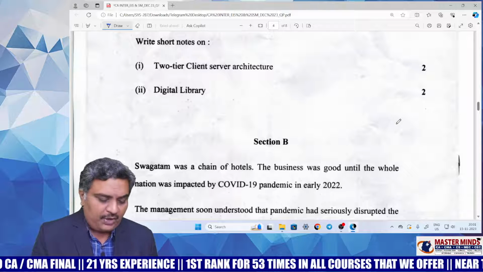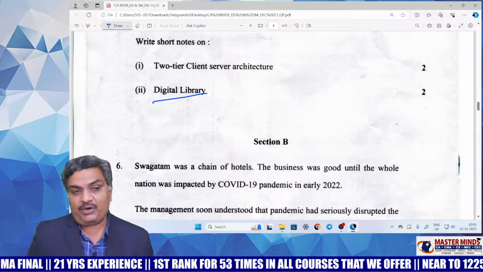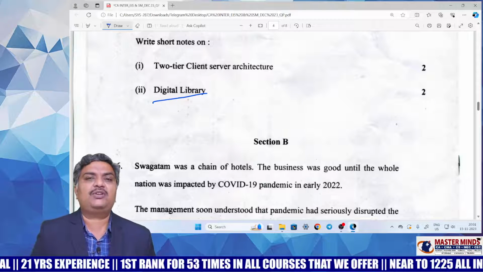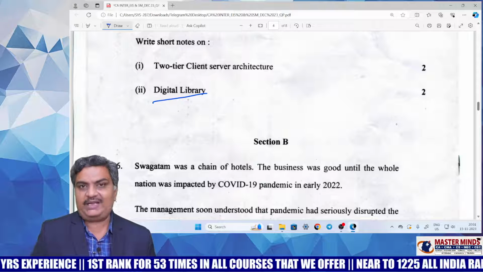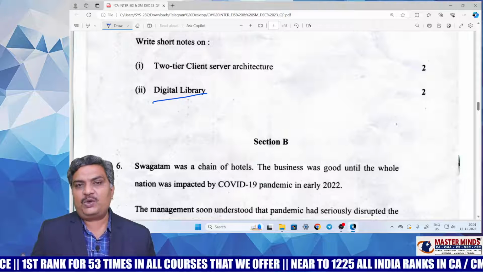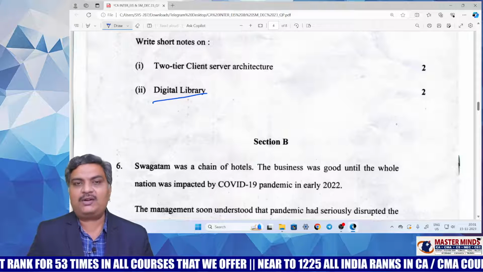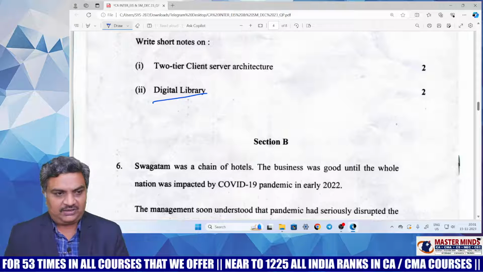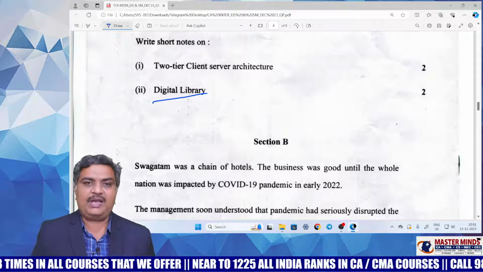And again you have one question from digital library. Digital library is the collection of all the formats, all the files, all the PDFs, all the documents that you gathered at one place for the sake of building a website or for the sake of building certain other things. So that comes under digital library, a very easy definition.